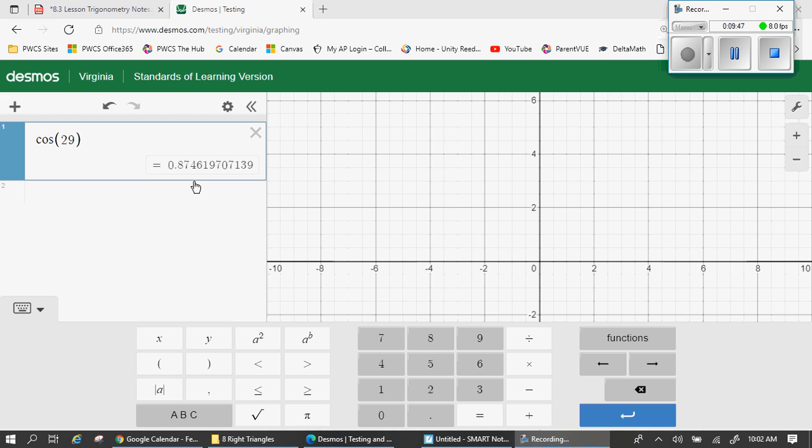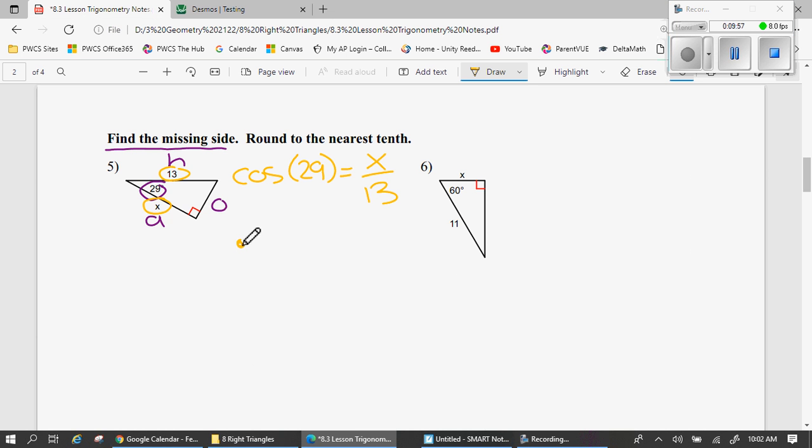What that's saying is if we divided the adjacent side by the hypotenuse, that fraction in our calculator would be equal to this decimal, 0.8746. So our fraction x over 13, our cosine ratio, should be equal to this decimal. And so that's what we're writing here, and we can use that to solve for x.